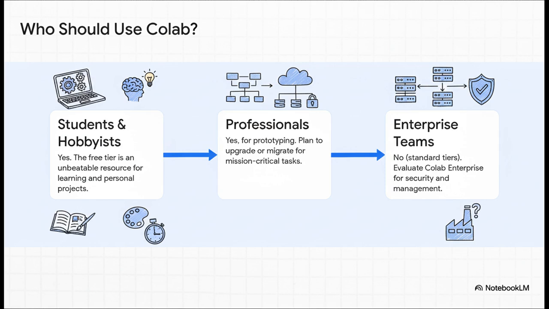For professionals and researchers, yes. But, and this is a big but, it's for prototyping. For any serious deadline-driven work, you have to plan on upgrading to a paid plan or just moving to your own dedicated machine. And for big corporate teams, the standard versions are a no-go. You need to be looking at Colab Enterprise, which is built for security.